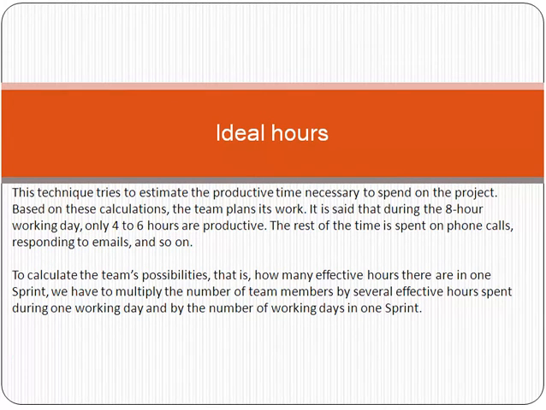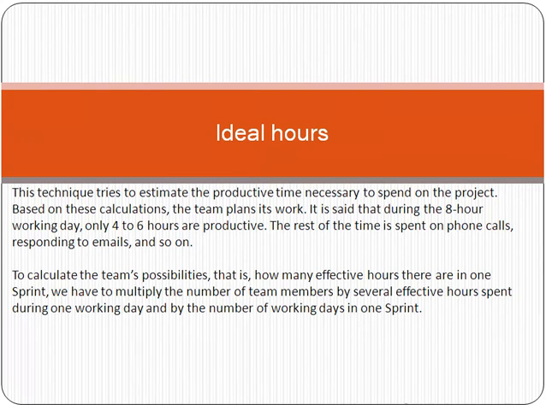Now another concept is called ideal hours. This is also another type of team estimation, friend. This technique tries to estimate the productive time necessary to spend on the project. Based on these calculations, the team plans its work. It is said that during an 8-hour working day, only 4 to 6 hours are productive, which is very true. The rest of the time is spent on phone calls, responding to emails, and so on. So, to calculate the team's capacity, that is, how many effective hours there are in one sprint.